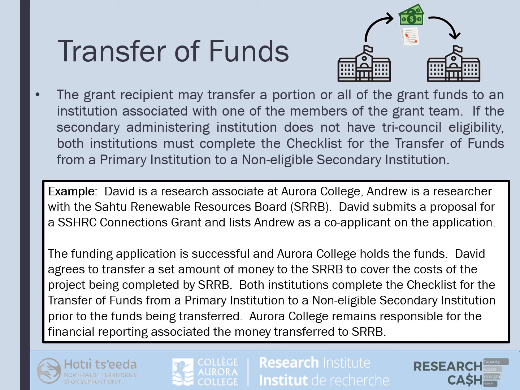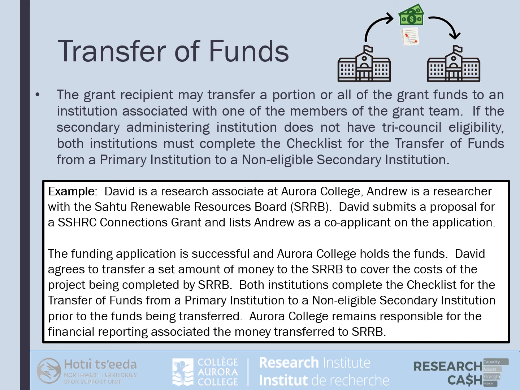So for the transfer of funds, a grant recipient can transfer a portion or all of the funds to an institution associated with one of the members of the granting team. If the secondary administering institution does not have Tri-Council eligibility, then they need to complete some paperwork, but generally you can move funds between institutions.